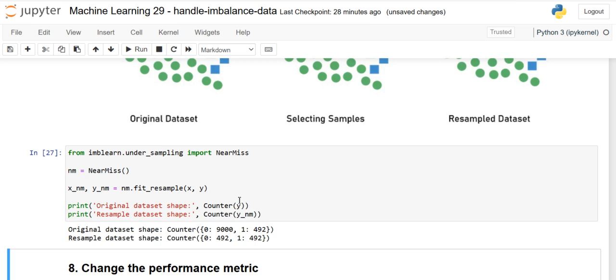Yes, so here we are able to see that the original data has class 0 as 9000 and class 1 as 492, and after resampling here we have both as 492.